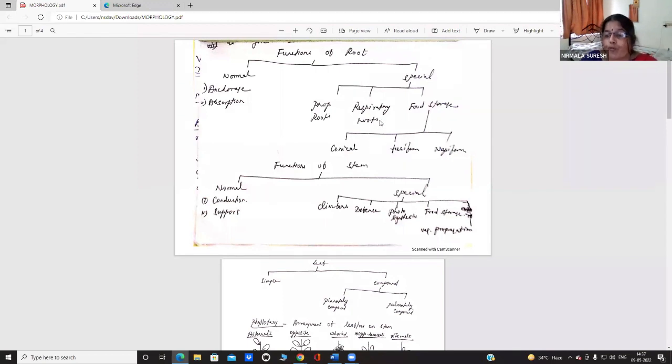Respiratory roots, pneumatophore, rhizophora, which are growing in very marshy places where there is so much salinity. So some of the roots grow away from gravity. They grow towards sunlight.